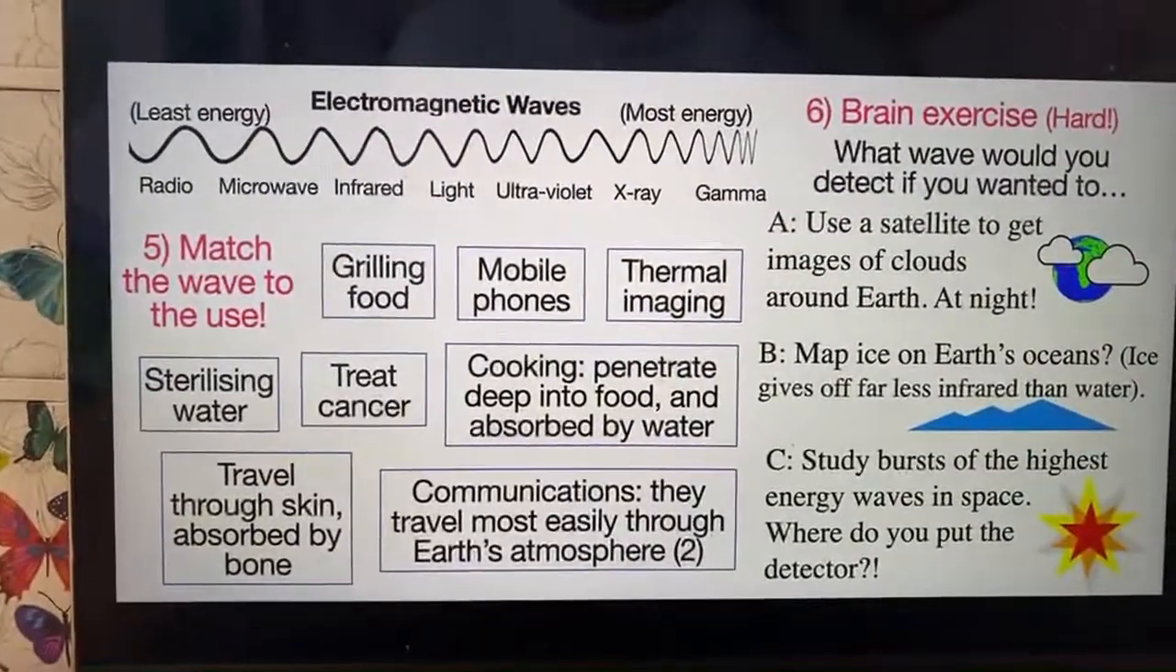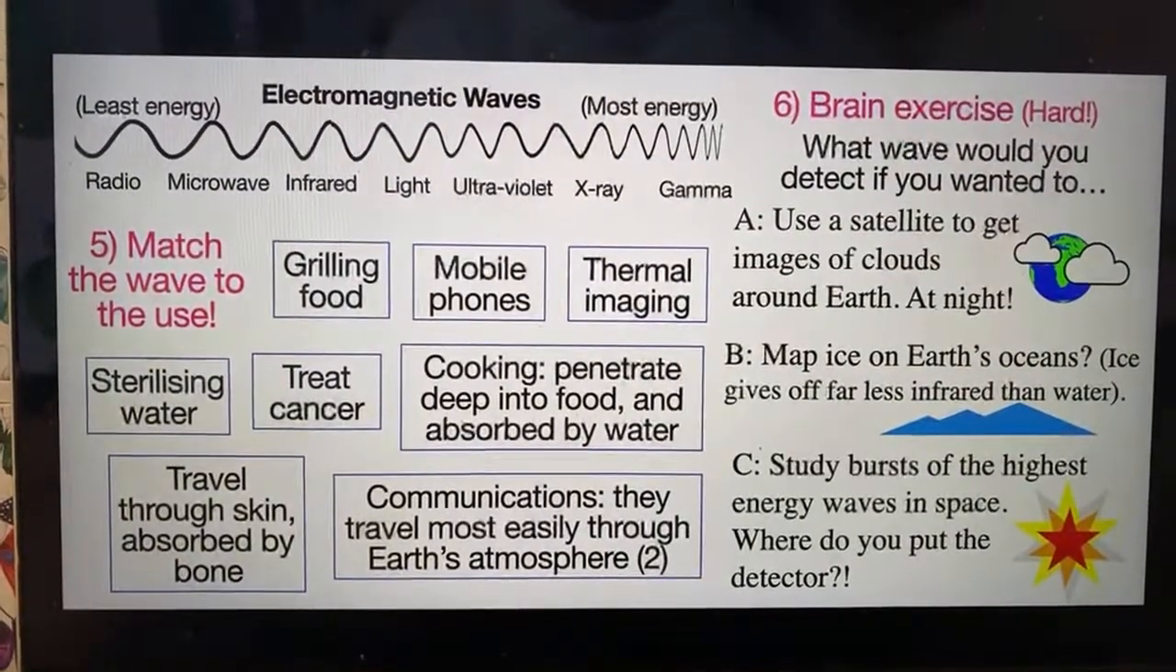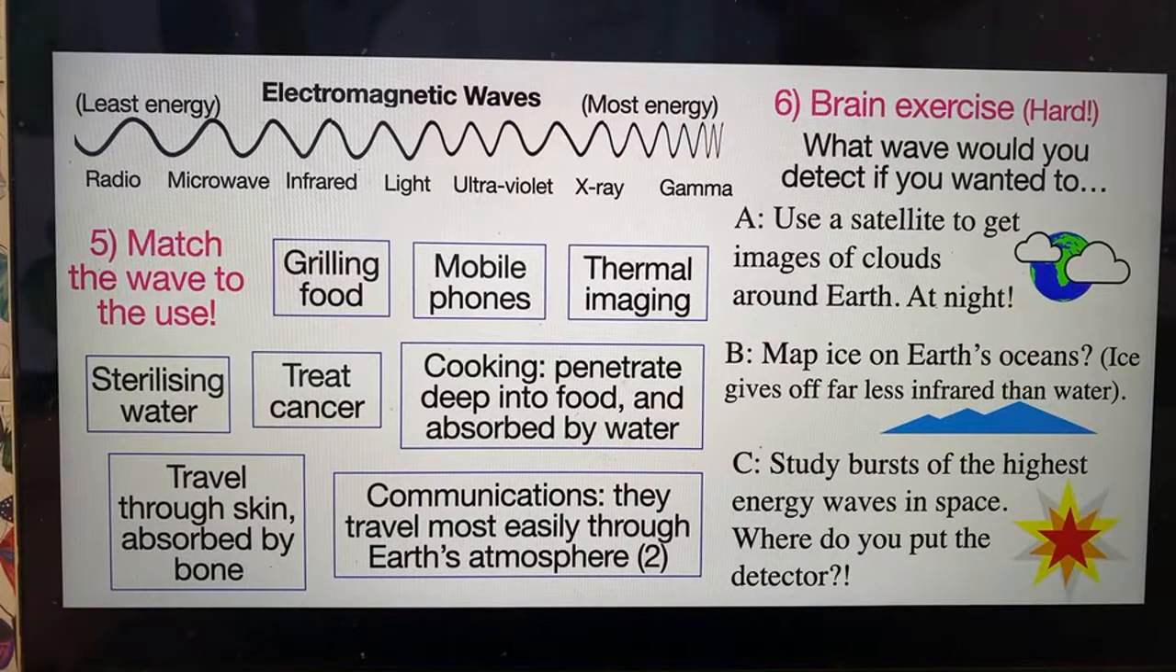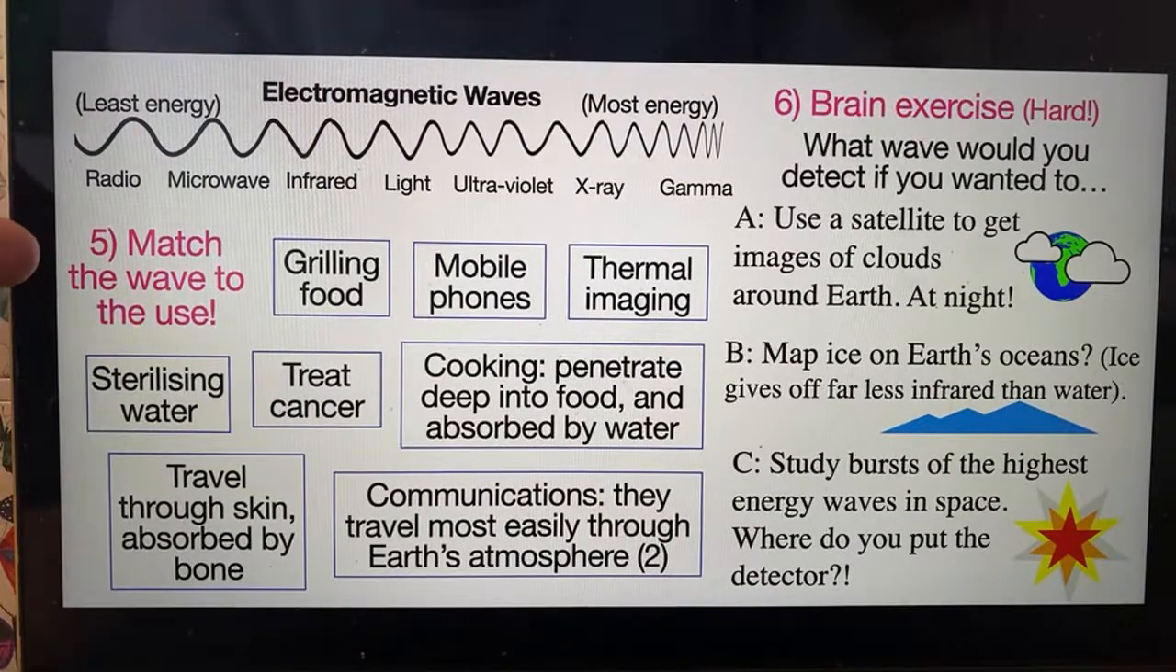A sheet of recaps, because that was a lot of information. I totally just information dumped you there, sorry. Can you please match the wave to the use? Oh, I didn't even mention which one sterilises water. It's one that hasn't got a use yet, to see if you can work it out.